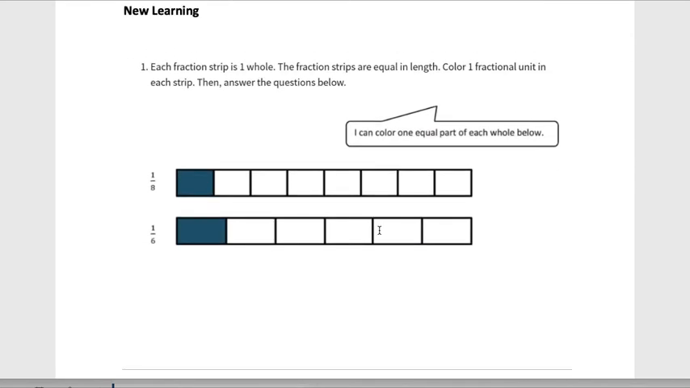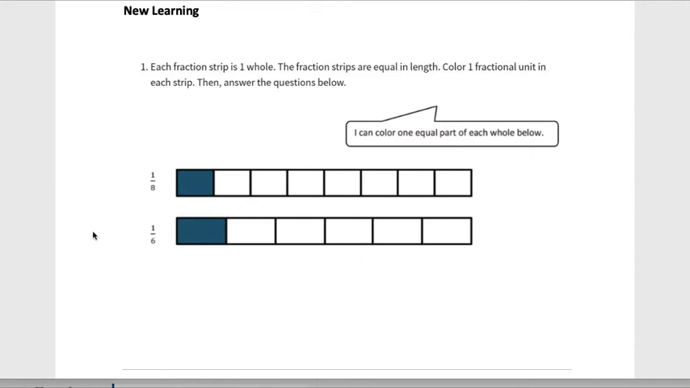All right, and so with our new learning, we want to look at one. So again, we're looking at fractions. That's this whole unit is about fractions. It says each fraction strip is one whole. The fraction strips are equal in length. Color one fractional unit in each strip. Then answer the questions below.